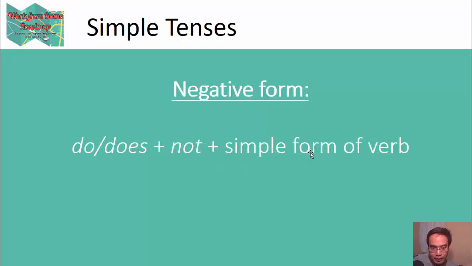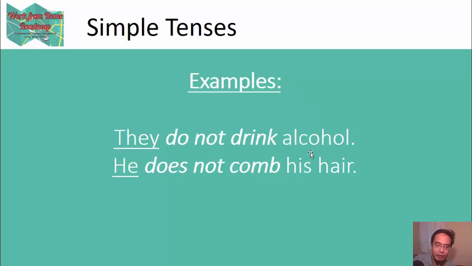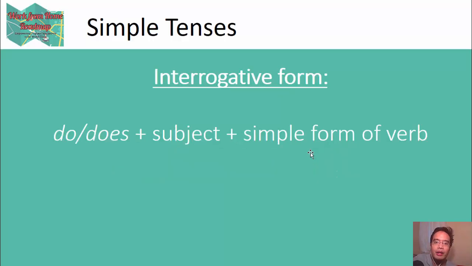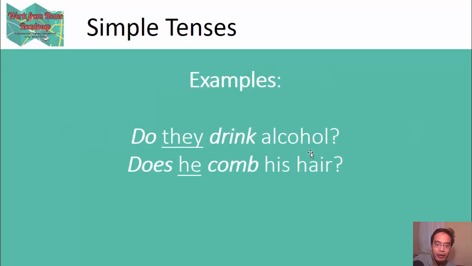The negative form of simple tenses is do or does, plus not, plus the simple form of the verb. They do not drink alcohol. He does not comb his hair. Do is used for plural subjects, and does is used for singular subjects. There's also the interrogative form, which is do or does plus the subject plus the simple form of the verb. Do they drink alcohol? Does he comb his hair?